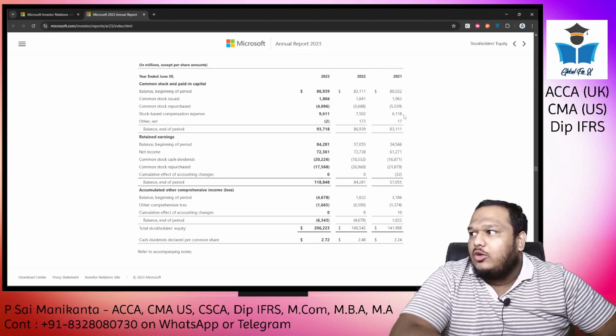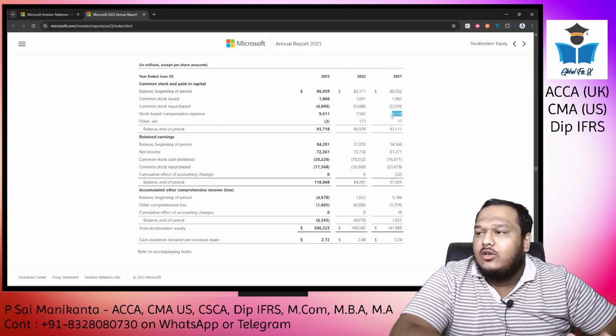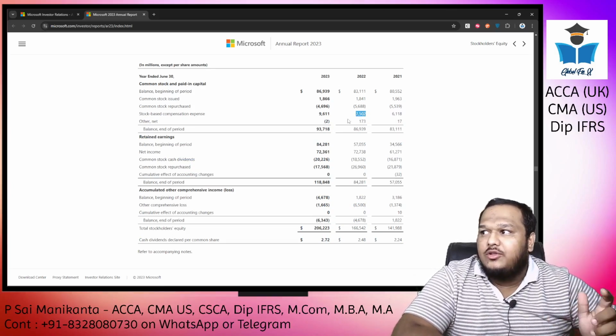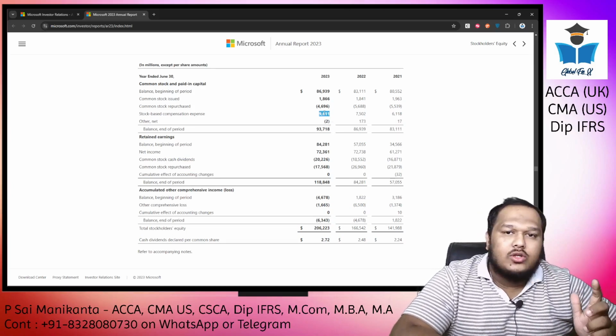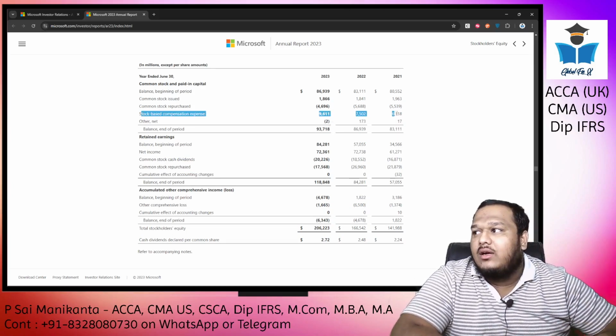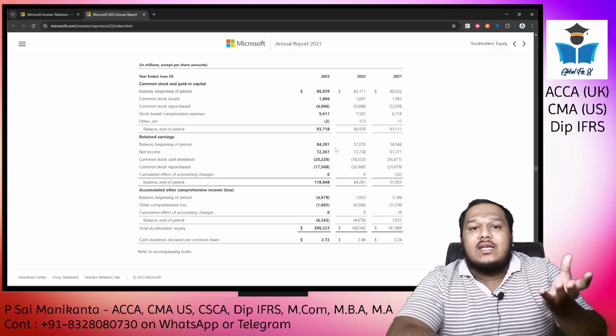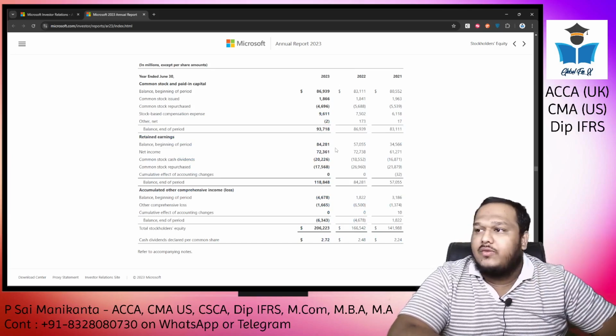So you can see in 2021 they took $6,000 million as stock based compensation, 7,500 in 2022, 9,600 in 2023. So every year their stock is increasing, their number of shares are increasing, because they are getting more and more shares of the company. All right.